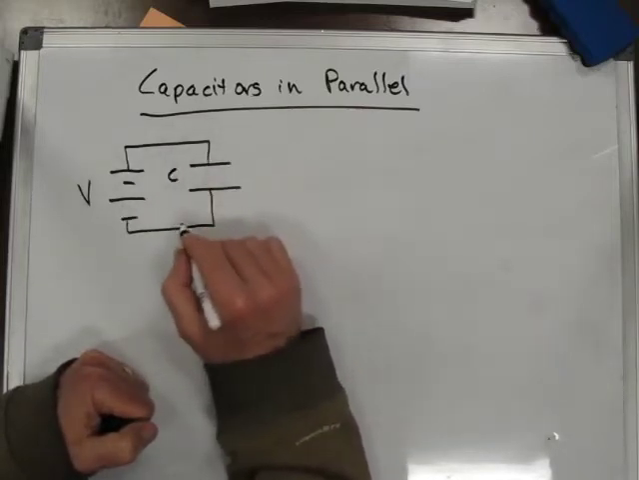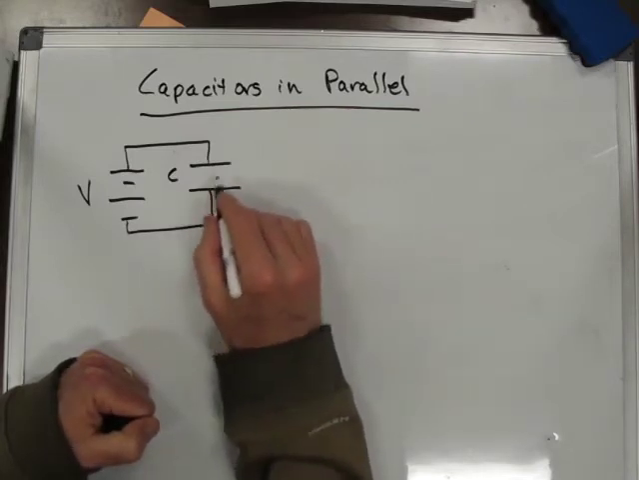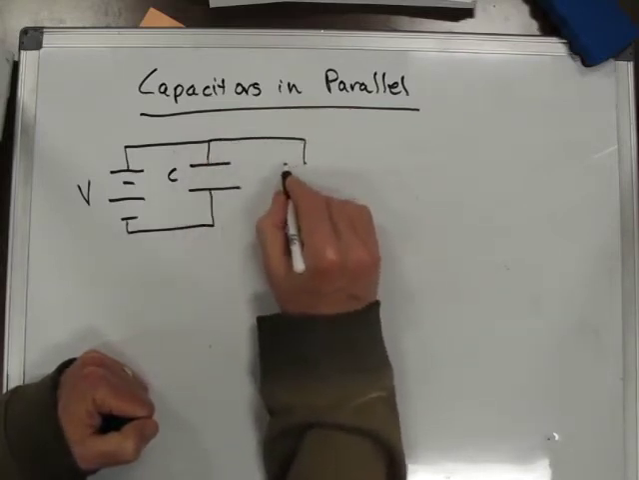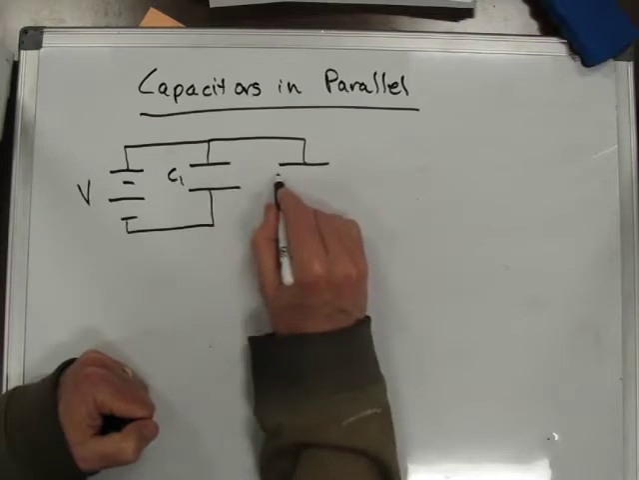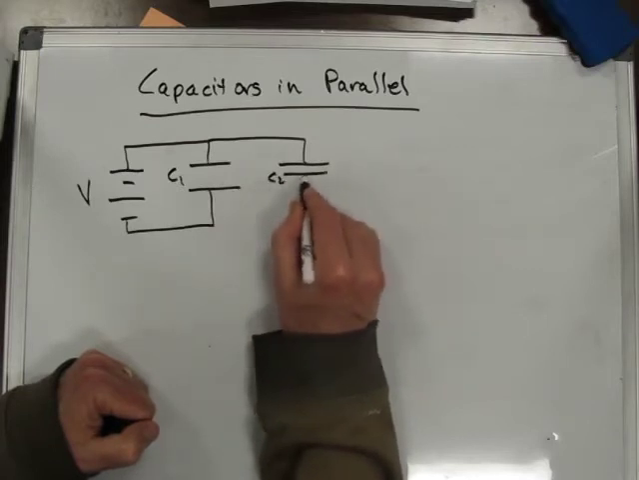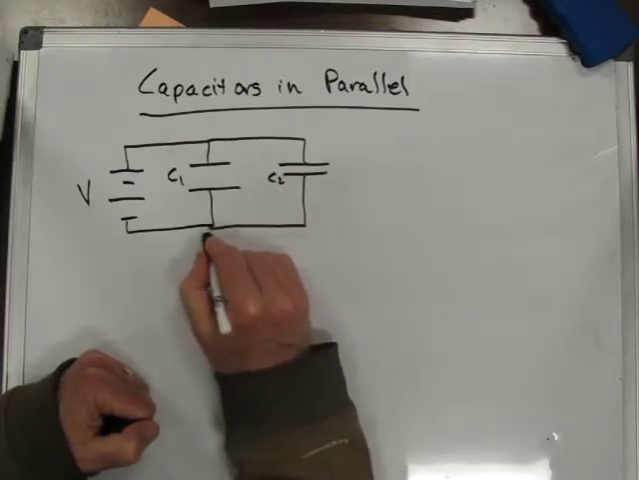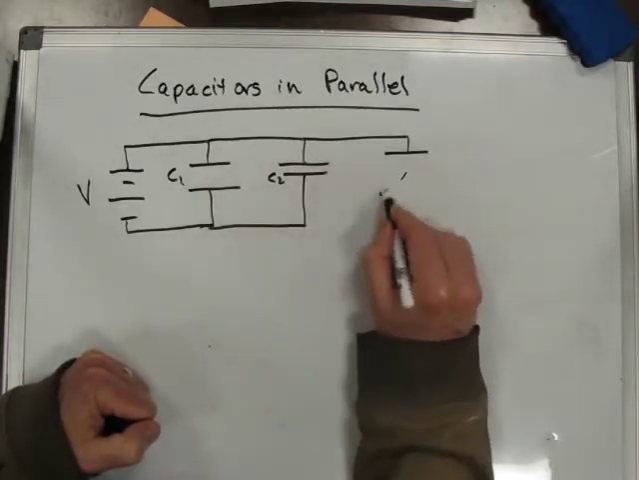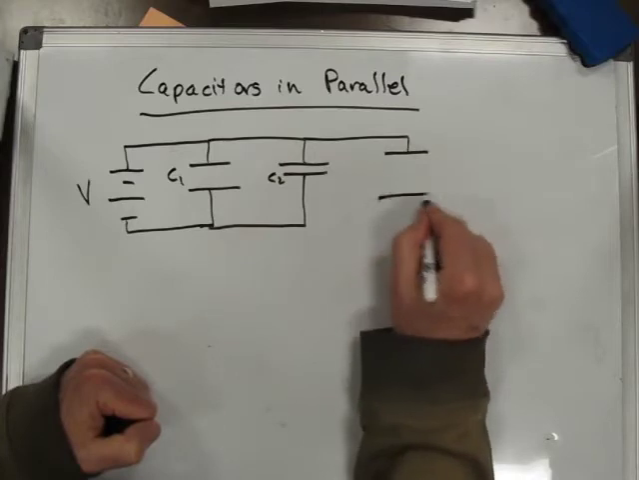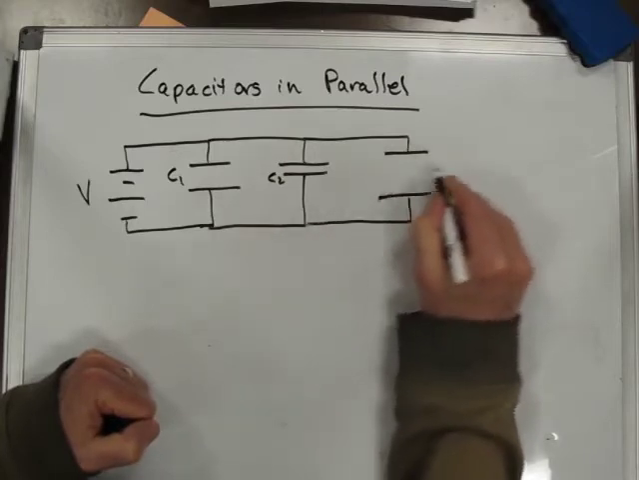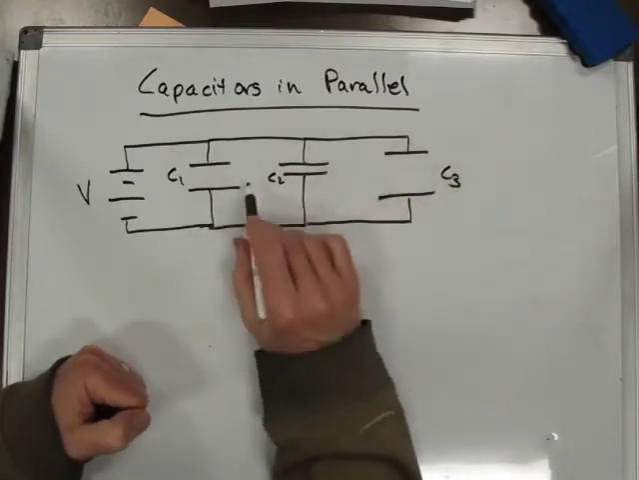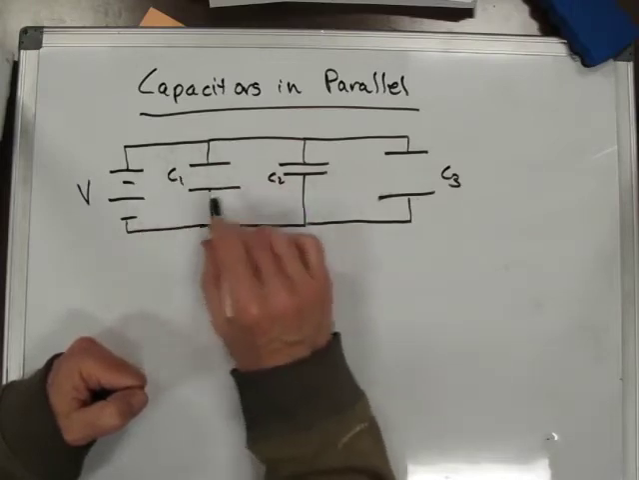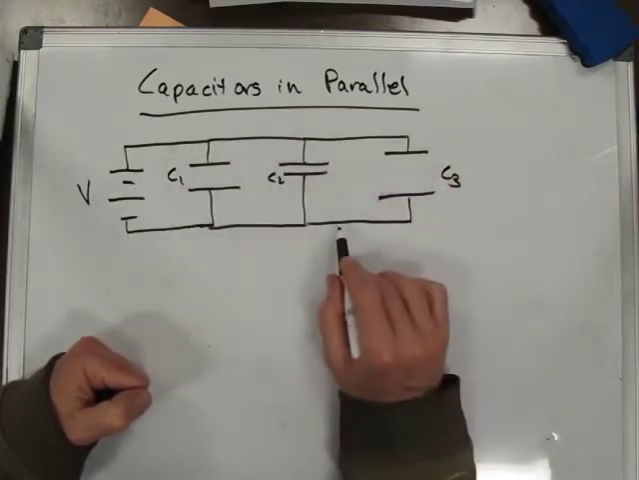And there's only one thing that the charges can do. In parallel, I'm giving it multiple paths. So I might have another capacitor. So I'll call this C1 and C2. I'll try to make C2 look a little different, right? And then I might also have a C3. Trying to make them all look different. And so this is capacitors in parallel. The charges can do this or that or that.